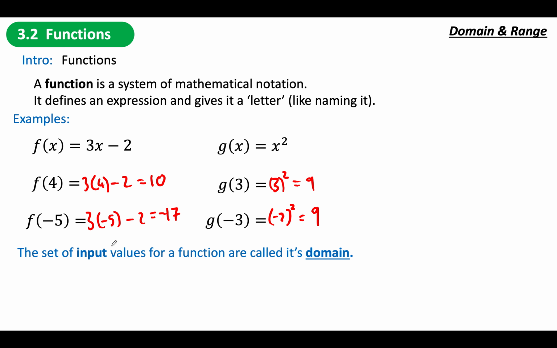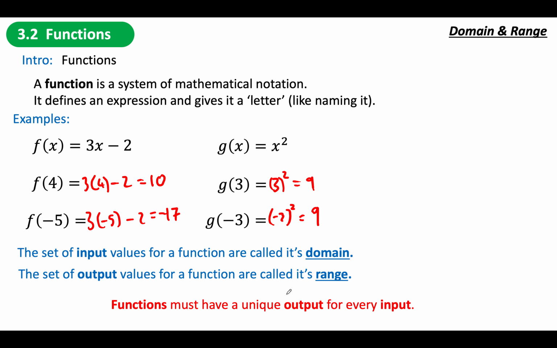The set of input values for a function are called its domain, right? So anything that you can put into a function is going to be its domain. The output values are its range. So the answers are the range. So whatever the total possible set of answers are, that is the complete range.